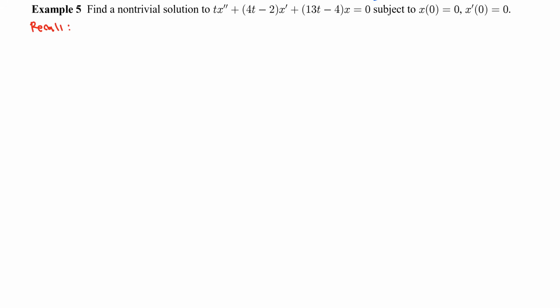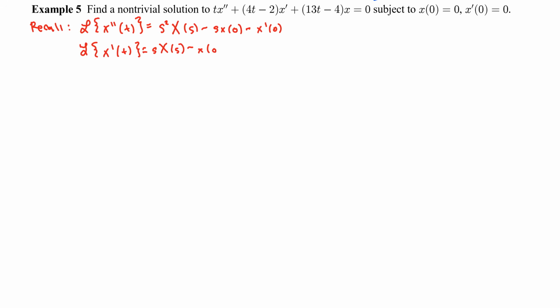Recall the Laplace transform of the second derivative of little x of t is s squared times big X of s minus s little x of 0 minus x prime of 0. This was section 4.2, right? Also, the Laplace transform of x prime of t is s big X of s minus little x of 0. Distinguish between big X, the Laplace transform, and little x, the initial condition.